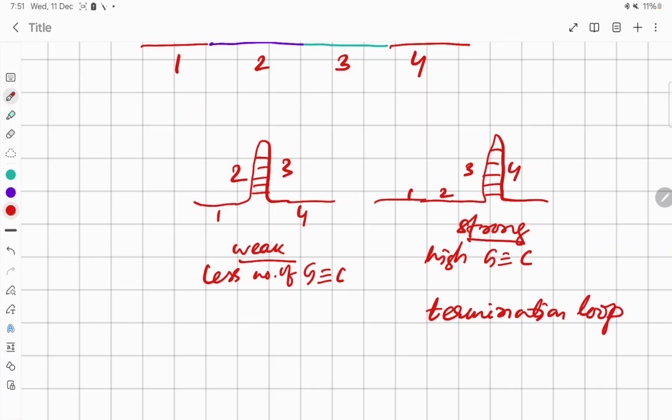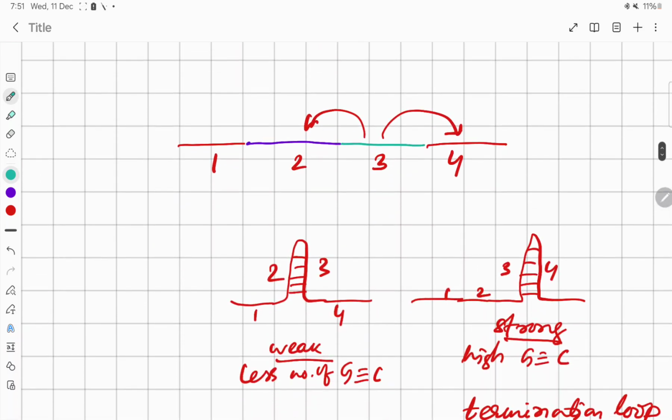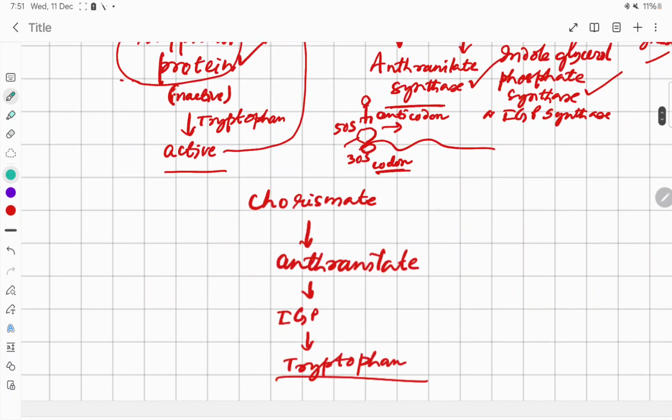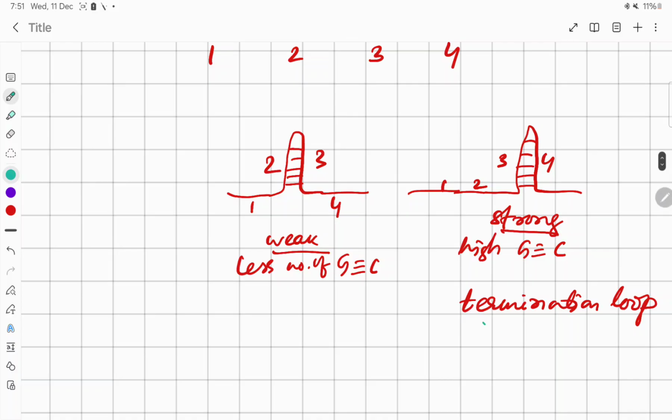So RNA polymerase cannot move. This means the leader sequence can form two types of bonding, 2-3 as well as 3-4, and when it is 3-4, RNA polymerase cannot move and it will stop here. So in this way also it can regulate. This 3-4 binding acts as a termination loop, whereas 2-3 is weak, so it is called an anti-termination loop.